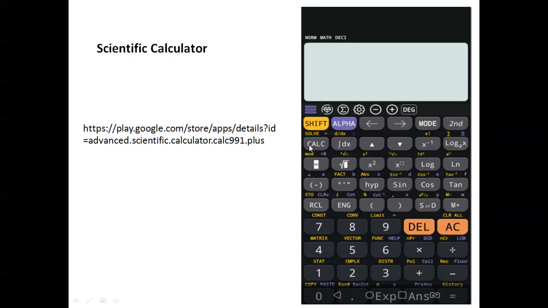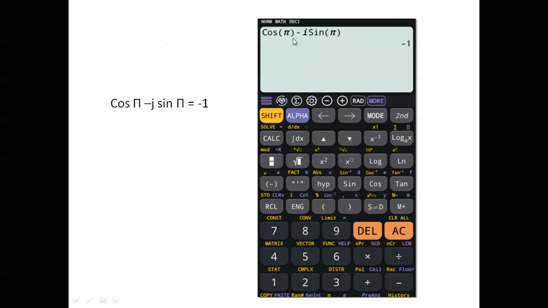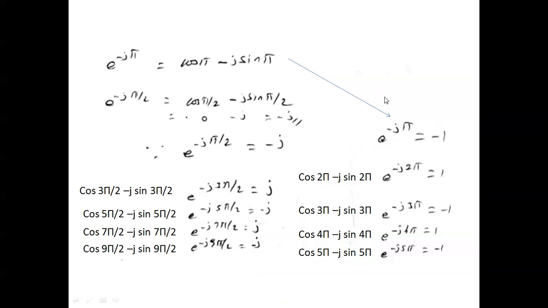So how do they get the value? Use a scientific calculator. You can get it from Google, any scientific calculator. I used this one. Just type it. Before starting the typing, you have to put it in radian mode. Then you just type cos pi minus i sin pi, where instead of j they use i, this is engineering notation. If you press it, you will get the value. So i is nothing but j here. Once you complete it and press equals, automatically the minus 1 will come. So this is minus 1.